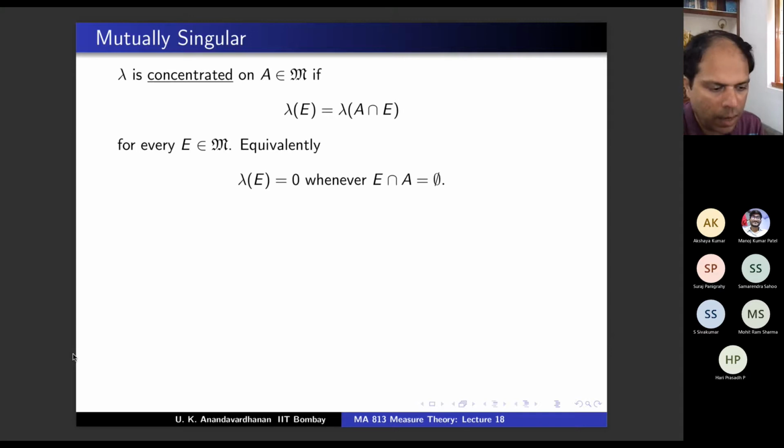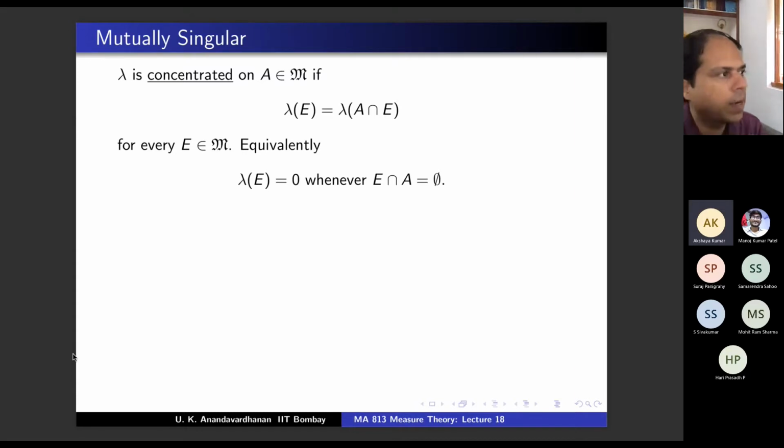If B contains A, then B complement is contained inside A complement, right? So if you take E in B complement, then E is automatically in A complement. Therefore, lambda of E is zero. So lambda is concentrated on B also, right? Yes.